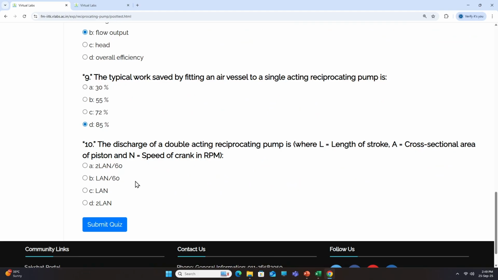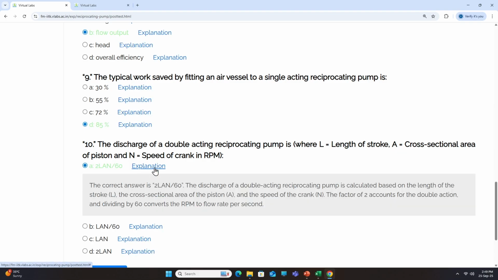Discharge of a double acting reciprocating pump is given, where L is the length of the stroke, A is the cross-section area of the piston, and N is the speed of the crank. Here the discharge is 2 times length into area into number of rotations by 60. This is 2LAN by 60. Let me submit. The factor of 2 accounts for double action.